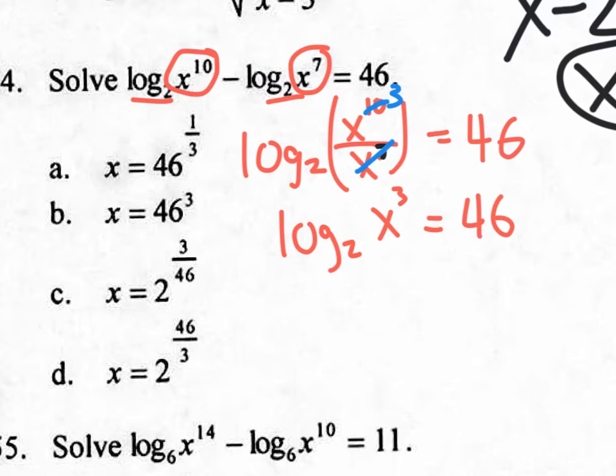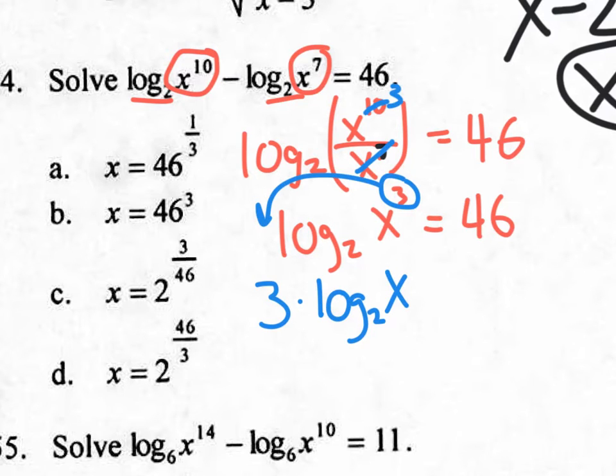So at this point, you've got to think of your other properties. We used the quotient property because of the minus sign. We could also use the power property because I have a power right here. And the power property says when you have a power on a logarithm, you can take that power and write it as a regular number being multiplied by the logarithm. So I'm going to take the 3 and put it out in front. So it's going to be 3 times log base 2 of x equals 46.